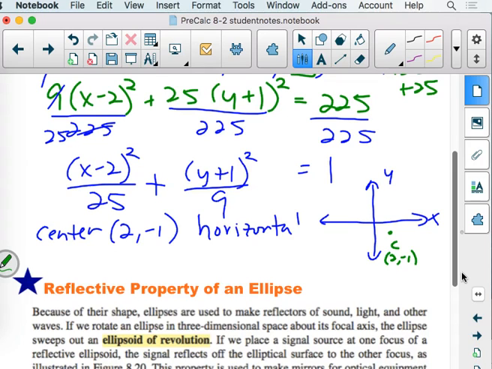Okay. For the vertices, there's another number that's important. What's that number? The 25, exactly, because that gives us A. So what is A? A is 5. And if you need to, you go to your drawing and you say, all right, I have to go 5 that way, 5 that way, and do the math and figure out, well, 2 minus 5 would be -3, -1. And 2 plus 5 would be 7, -1. So I'm going to put a big V.